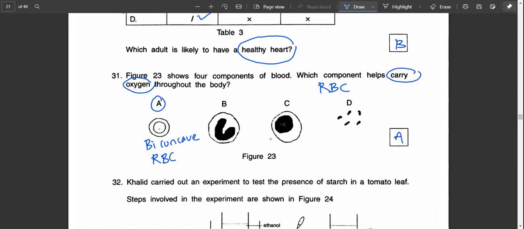These two at the center are two types of white blood cell. The function of white blood cells is to kill bacteria. The third one, D, the smallest thing in your blood, is called platelets. Platelets are for clotting. Every time you get injured, platelets will be released to make sure your blood can clot. Blood clotting means your blood will dry up. Okay, therefore the answer is A for this question.